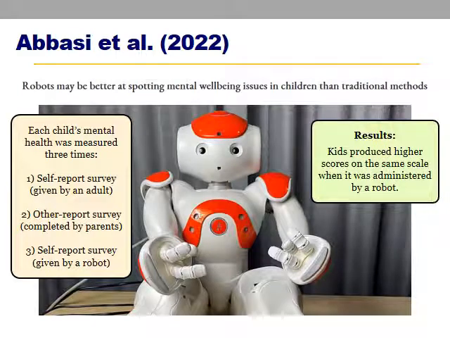Specifically, compared to when they completed the survey with an adult, or compared to when their parents completed the survey for them, when kids completed the same survey in the presence of a robot, they actually produced higher scores on that same scale, which the researchers interpreted as evidence that the kids were more comfortable disclosing their mental health issues and symptoms to a robot than they were disclosing those things to an adult. As you can imagine, that finding might have some obvious, interesting implications for how we obtain mental health data from children.